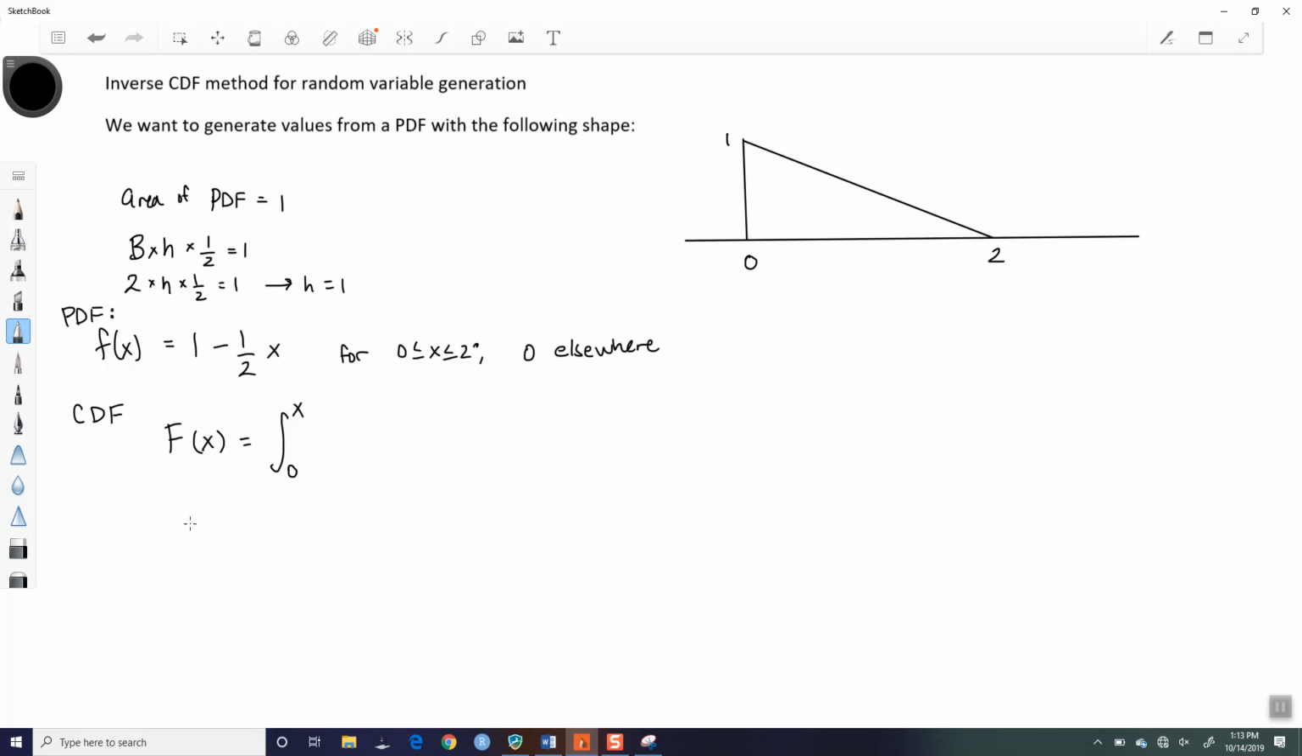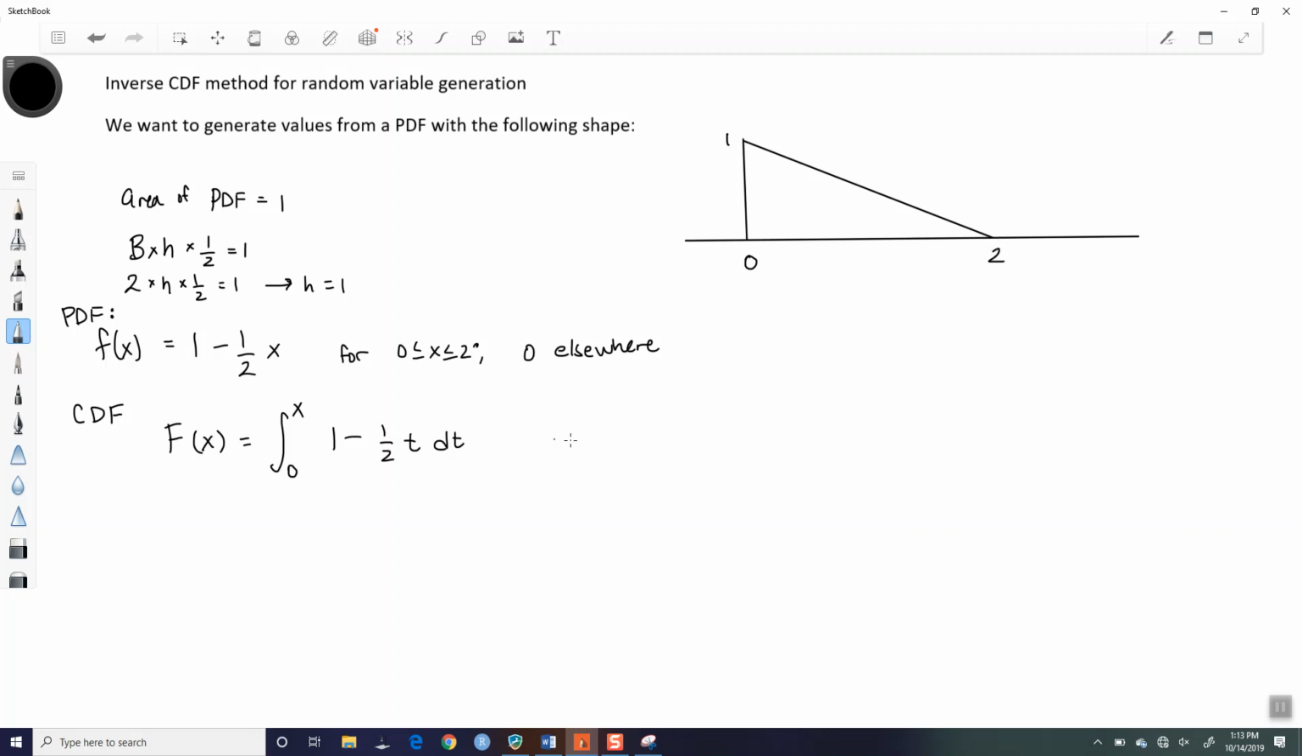What we want to do is go from 0 to x of 1 minus 1/2 t dt. If you leave it in like x dx and go from 0 to 2, you're just going to get the area of the triangle, which is just 1. You don't want to do that. You want to make sure you're doing your CDF from 0 to x, because when we plug in 0, our CDF is going to be 0, and when we plug in 2, we want our CDF to be equal to 1.